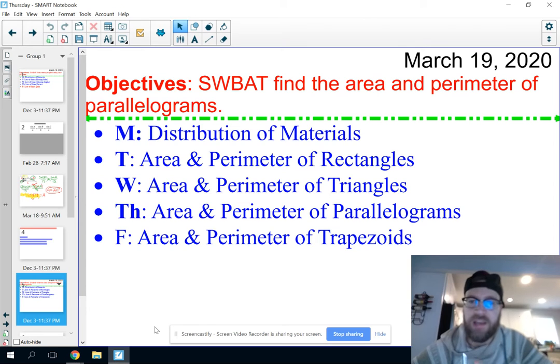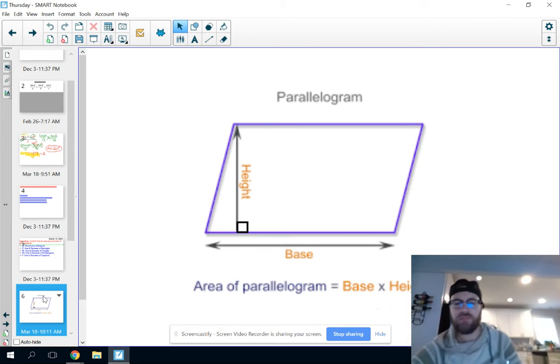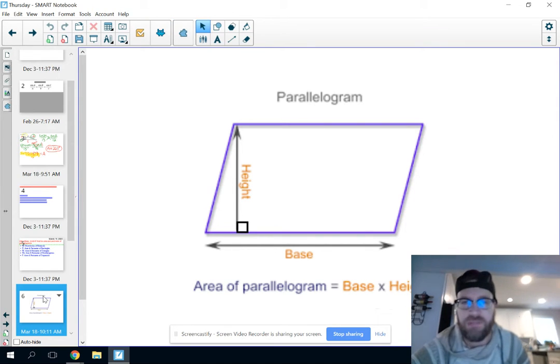All right, welcome back. Today we're looking at area and perimeter of parallelograms. So going over a couple problems from worksheet number 3. Your formula is in your packet, but just to remind you, area of a parallelogram is base times height.